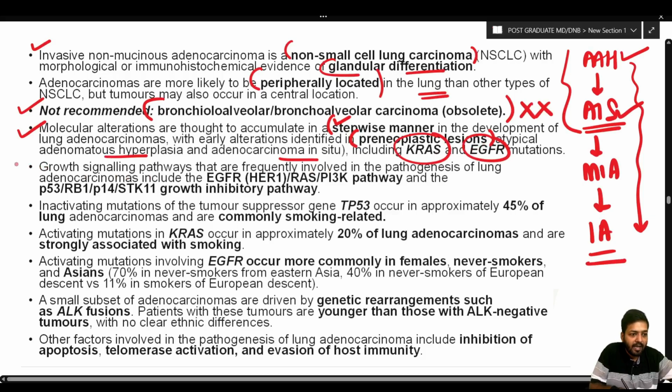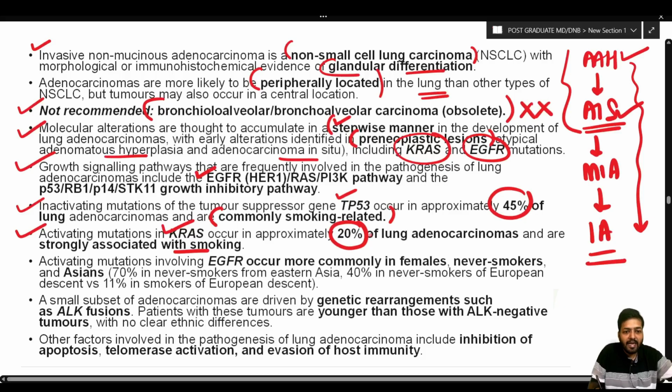Now, growth signaling pathways that are frequently involved in the pathogenesis of lung adenocarcinomas include the EGFR, RAS, PI3K-AKT pathway, and the P53, RB, P14, STK11 growth inhibitory pathway. Inactivating mutations of the tumor suppressor gene TP53 occur in approximately 45% of lung adenocarcinomas, and they are commonly smoking related. Okay, it's very, very important. Activating mutations in KRAS occur in approximately 20% of lung adenocarcinomas, and they are also strongly associated with smoking.